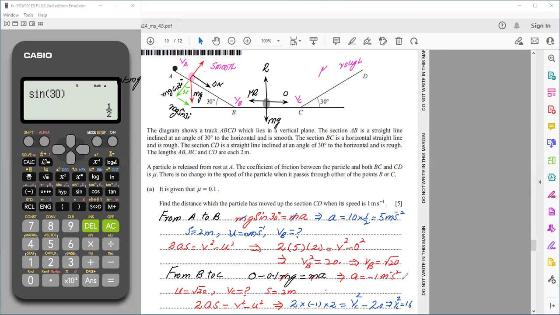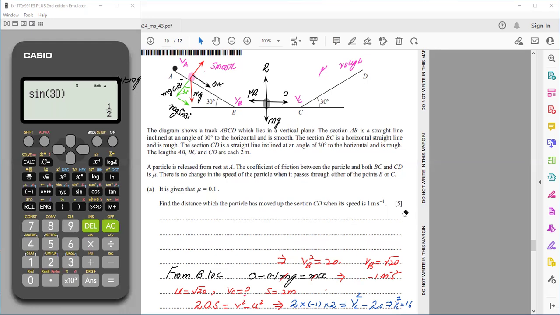Now I have to discuss the last part of the motion, from C to D. First I will find what forces are acting over here, and then we'll find the values. I'm erasing the things over here. From A to B, remember that the velocity is under root 20. From B to C, the velocity is root 16, which becomes 4. And now I will discuss the motion from C to D. These last two things are very important.